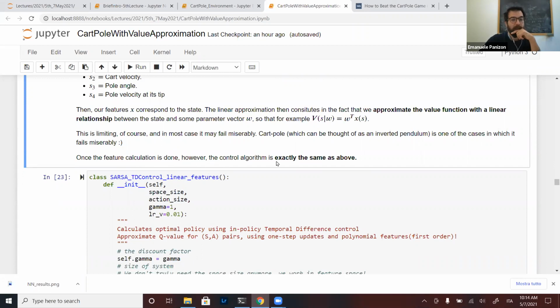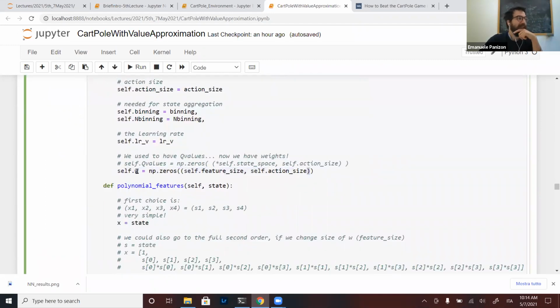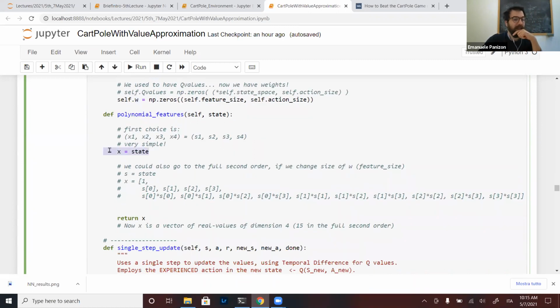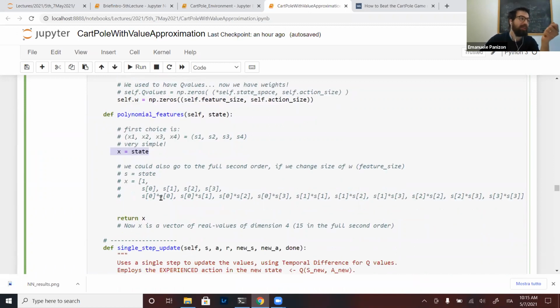Once the feature calculation is done, the control algorithm is exactly the same as before, so I will go over it very rapidly. We have to save this weight W, which is only 4 values for the action left and 4 values for action right. Then the polynomial features of the state is just the state. I'm leaving here an exercise: I almost put everything you need to do something slightly better than this, which is a full second order polynomial features. You see here I commented it, but you can construct a feature vector which, instead of having only S0, S1, S2, S3, also has a 0 order term and all combinations of second order. In principle you could add all combinations of third order. I'm going to deal right now with the solution only using the first order of the polynomial features.